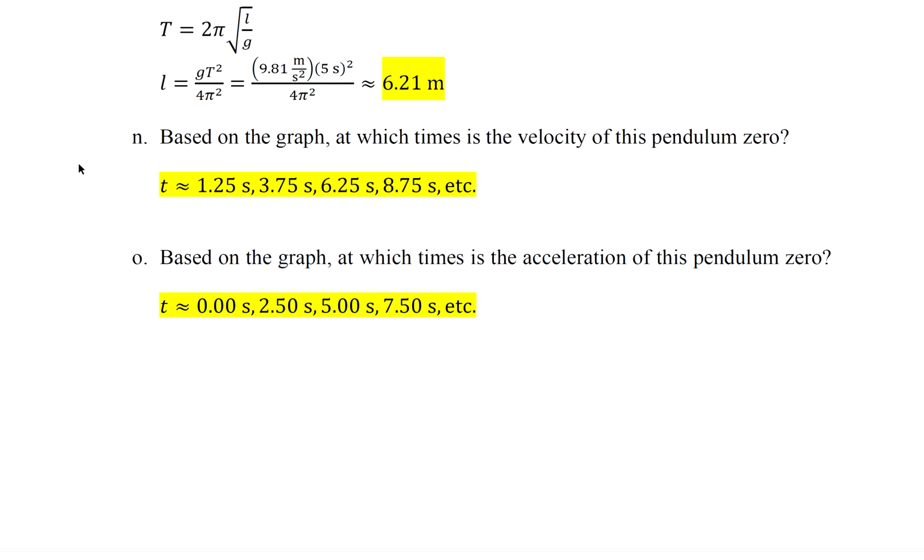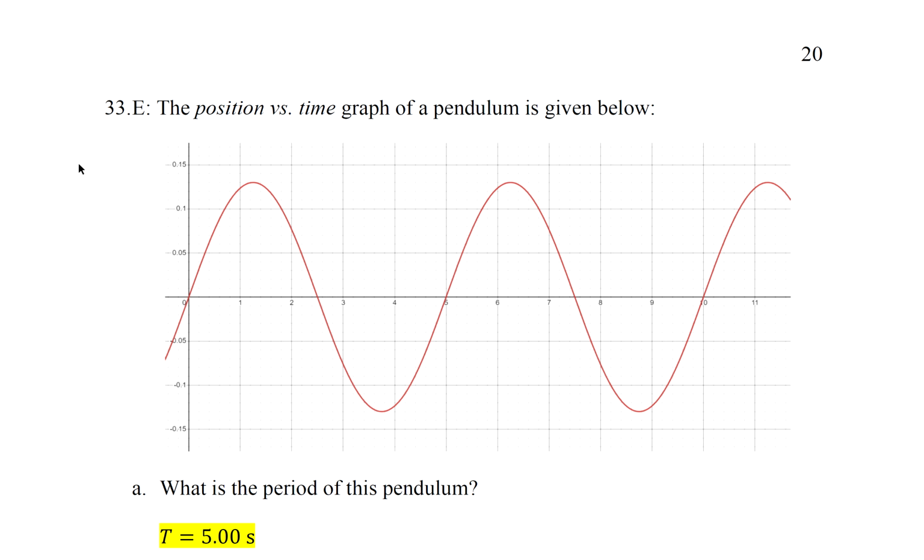O, based on the graph, at which times is the acceleration of this pendulum 0? Remember, the acceleration is 0 when the object is in the very middle. So that's at 0, 2.5, 5, 7.5, 10.